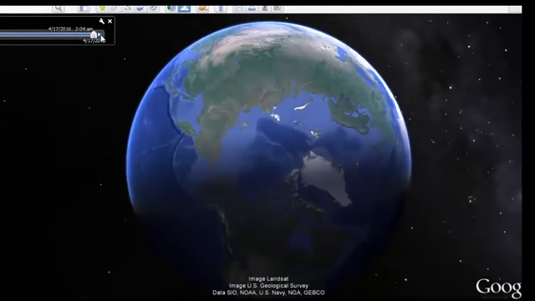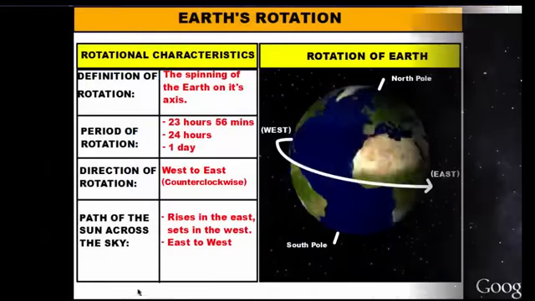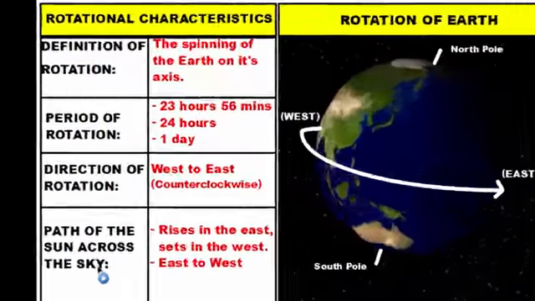And eventually they will catch up and then be in nighttime again. So that's why the sun appears to move through our sky. Now, this is what it kind of looks like throughout the day.